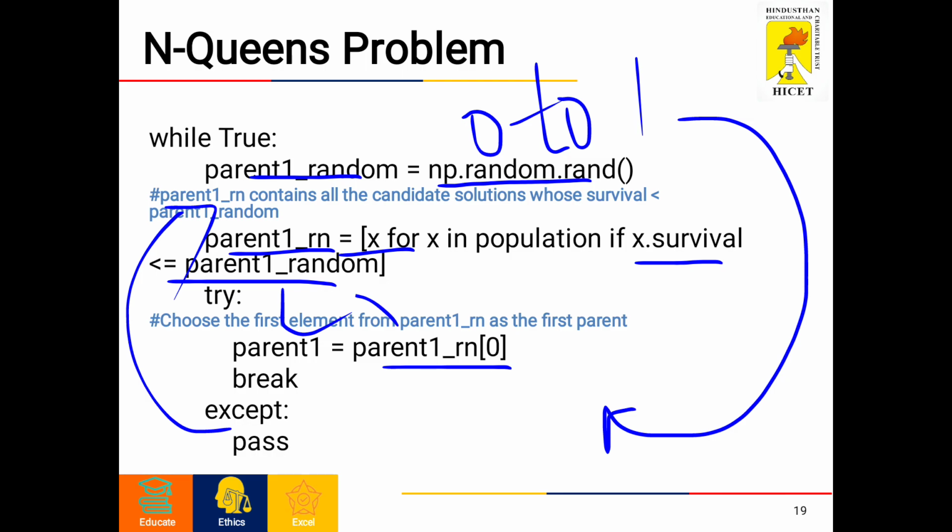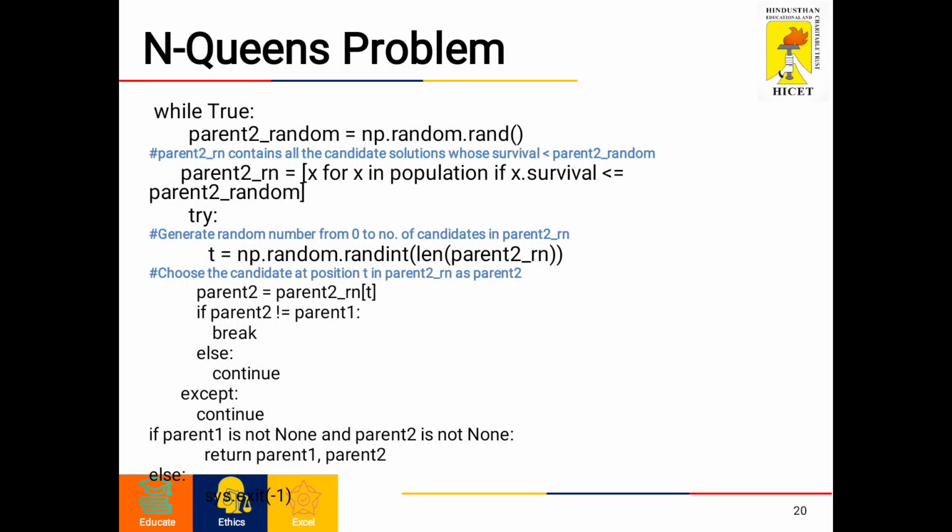Once we have found parent 1, we can find parent 2. Parent 2 will be chosen in a similar way, but instead of selecting the first one, again a random number will be generated. The survival value will be chosen based upon that. The individuals having a survival value less than or equal to parent2_random will be taken and added to the list.